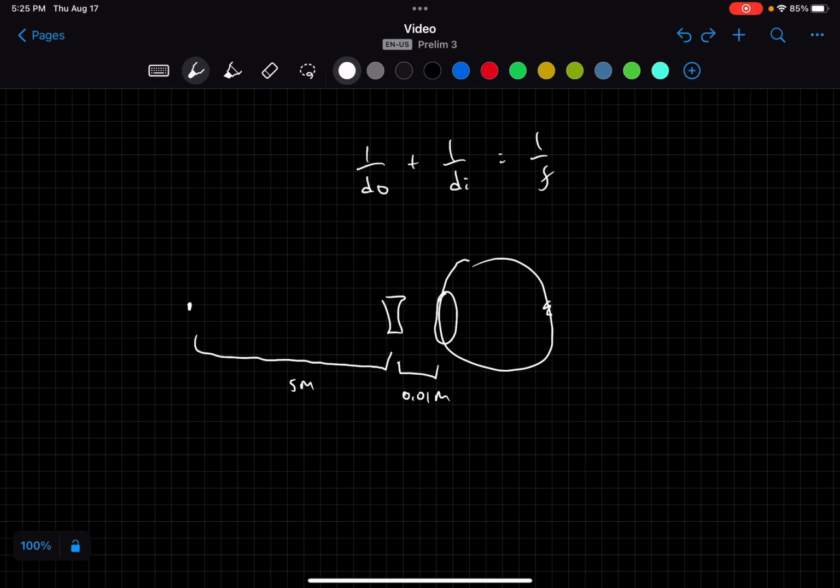The distance of this 5 is going to be called DI, and then here's the object you're trying to look at, a distance of DO away from the eye. Let's just assume the object you're trying to look at is very far away, at infinity. Then you plug it into this equation, and 1 over infinity is equal to 0. So we can cancel this out, and the new equation is just 1 over f equals 1 over di.